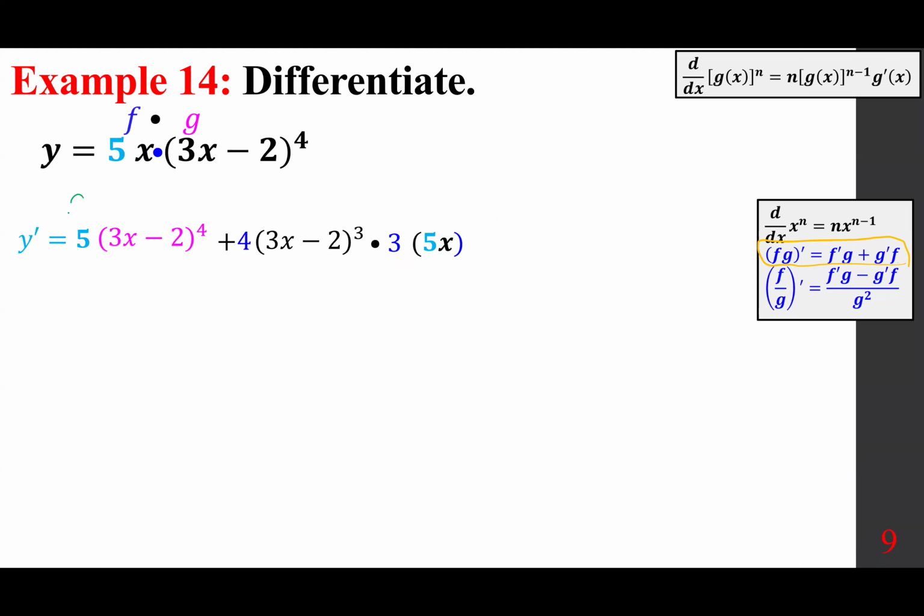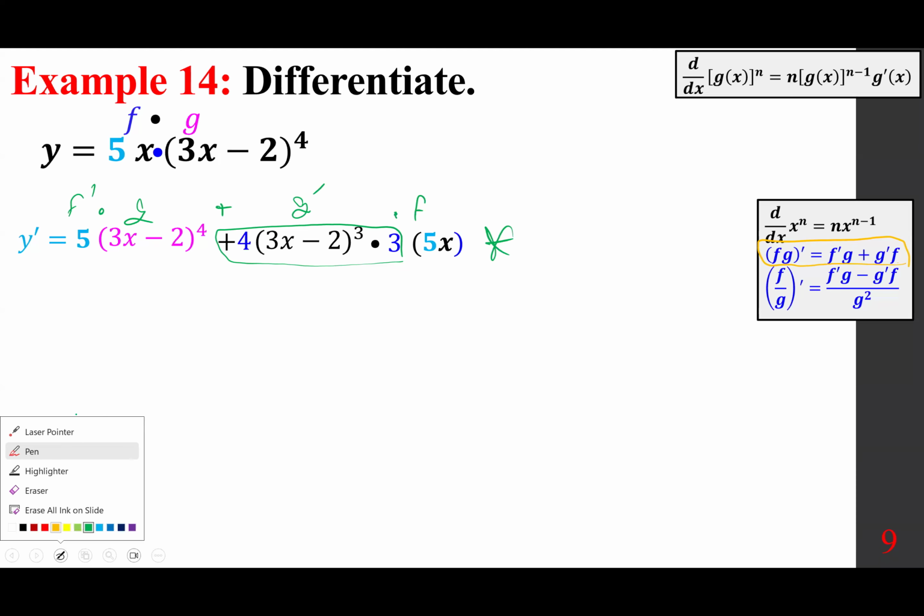we have f prime g plus g prime f. And I'm going to put an asterisk next to it, meaning I'm done with calculus. However, I have several steps to finish the job algebraically.